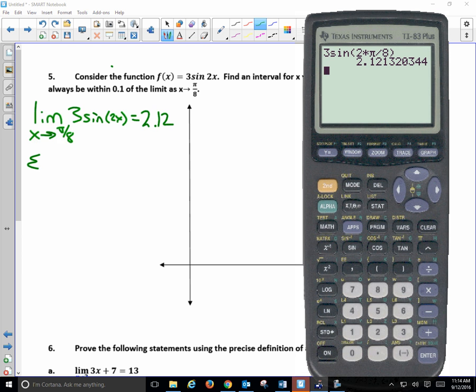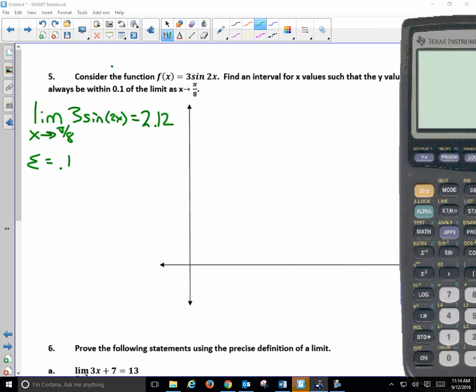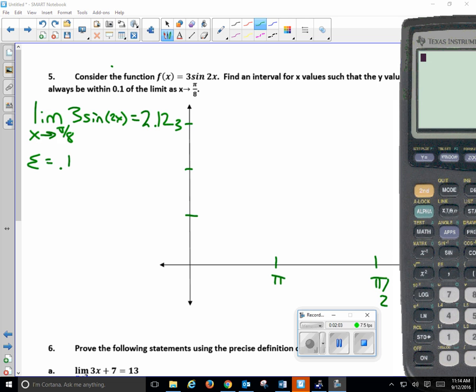Who can tell me what my epsilon value is? It is 0.1. I'm going to graph this. What is the amplitude of 3 sine of 2x? 3. What is the period? 2 pi divided by b, which is pi. So I'm going to mark off half of it, or pi over 2 over here.